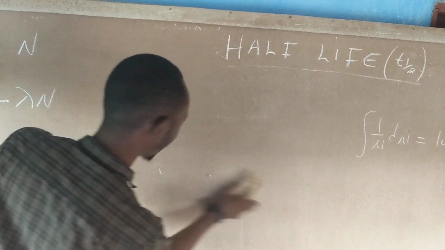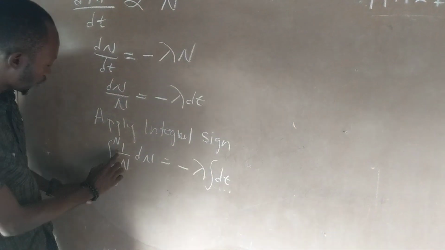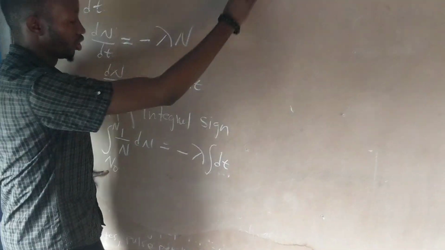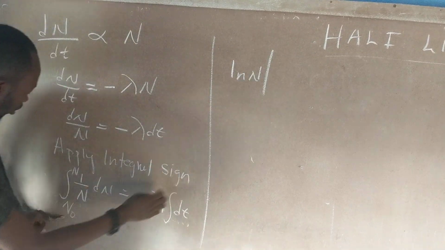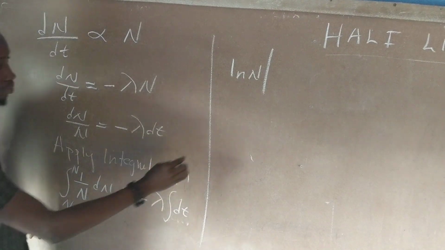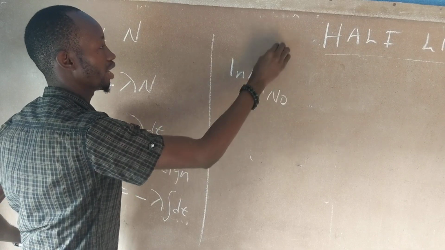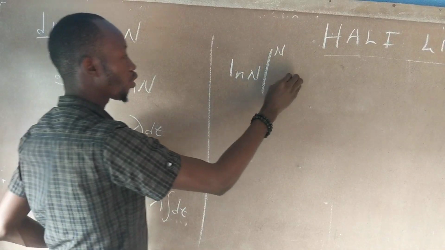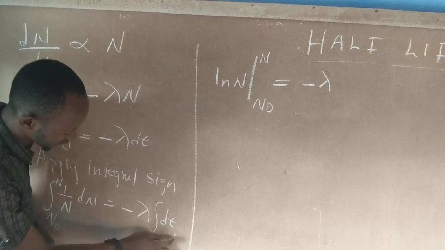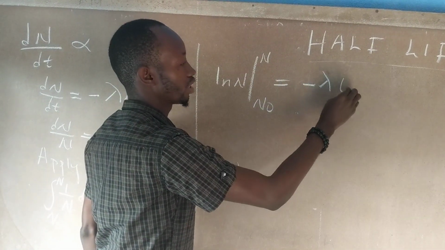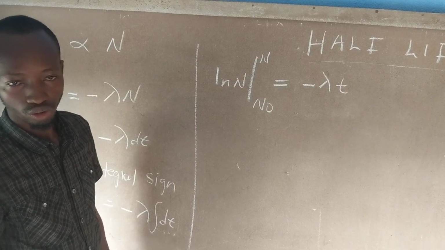So if we apply this to what we have over there, if we integrate 1 all over n, definitely it's going to be ln n. Don't forget, we have our limits here. The lower limit, the initial, which is N0, and the final, which is N, equals negative lambda. If we integrate dt, it is going to be the variable t. This is what we have.